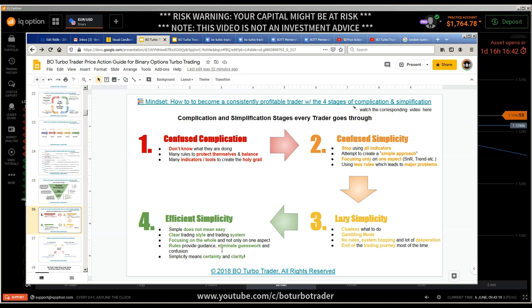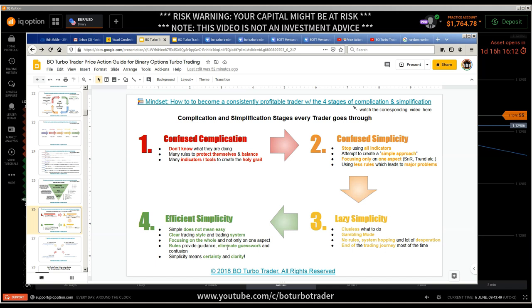So then we have here: the rules provide guidance. Really important, the rules again. No rules is bad, too many rules are bad, and too few rules are also bad. You need the right measure of rules which provide guidance, that means they lead you, so that you know exactly how many trades you are going to do, what happens when you do this amount of trades, what kind of profits would be predictable, or when you lose trades, how much money you're going to lose.